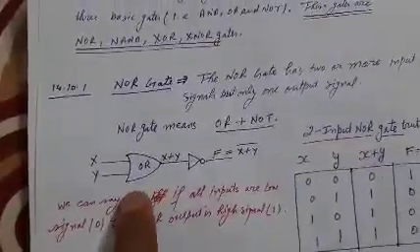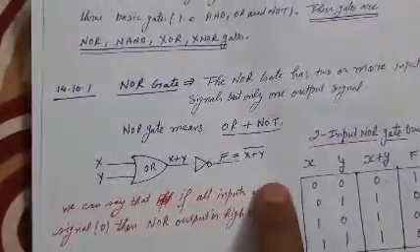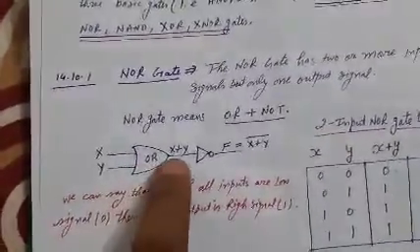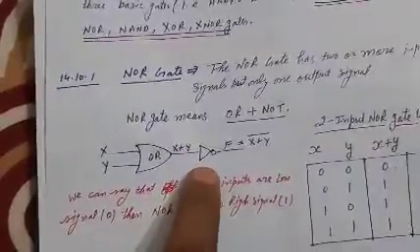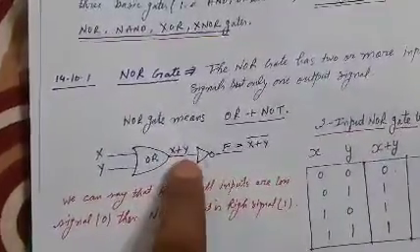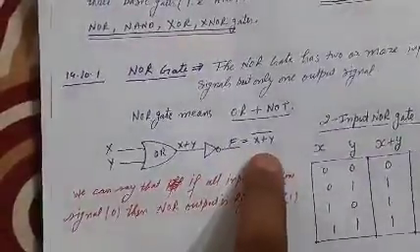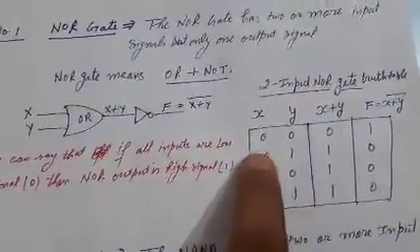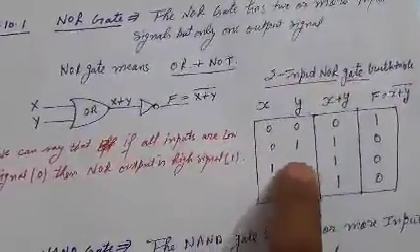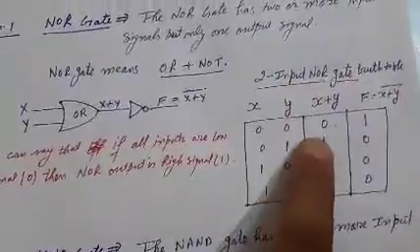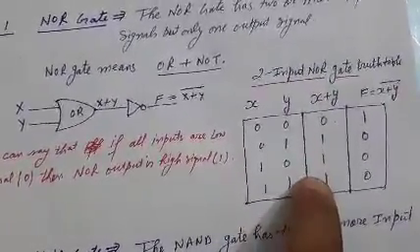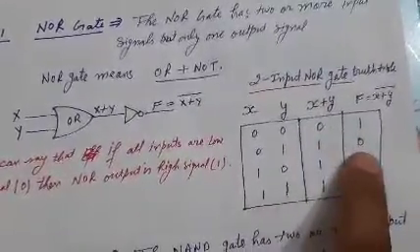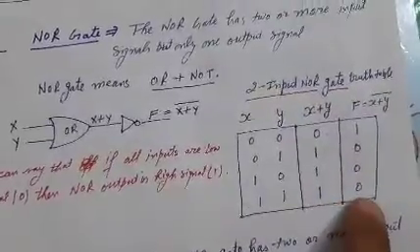The logical diagram of NOR gate: the OR input is X and Y, so the output is X plus Y. Then apply the NOT gate, that is the complement of X plus Y. So we can say the function equals (X plus Y) complement. The truth table of NOR gate: X and Y, two variables, 0 0, 0 1, 1 0, 1 1. Then X plus Y equals 0 1 1 1. The output is the complement of this, so 0 complement 1, 1 complement 0, 1 complement 0, 1 complement 0.